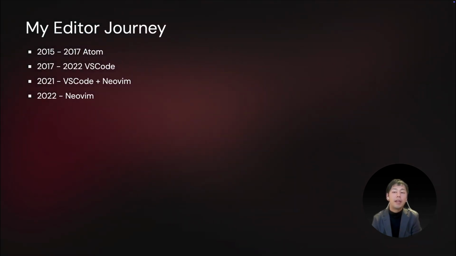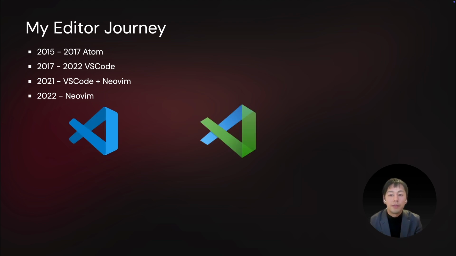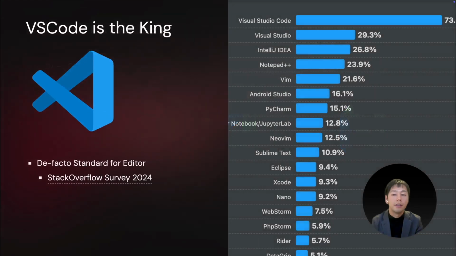Let me explain my editor journey. I started coding in 2015 and my first editor was Atom. Then I moved to VSCode in 2017. In 2021, I started using the VSCode Neovim extension, and this was my first Neovim experience. And in 2022, I switched to Neovim. So I'm using Neovim for about 3 years now.